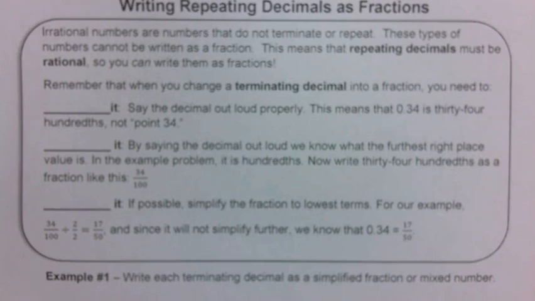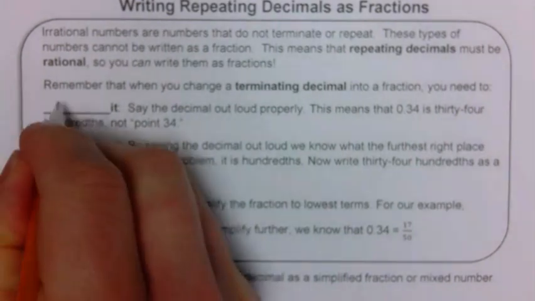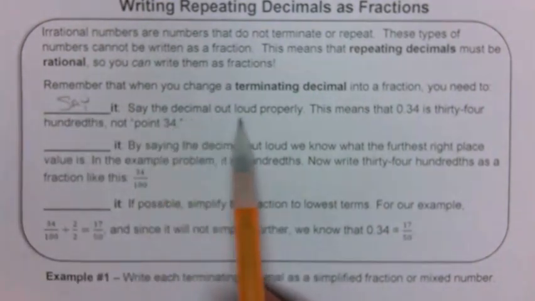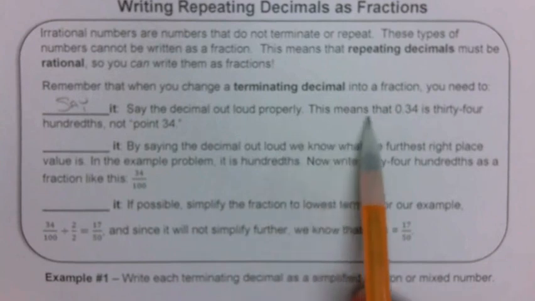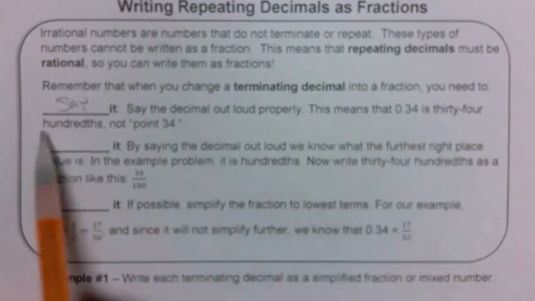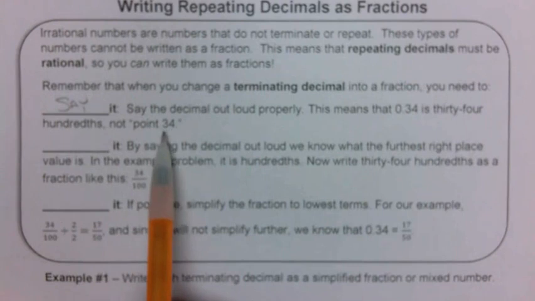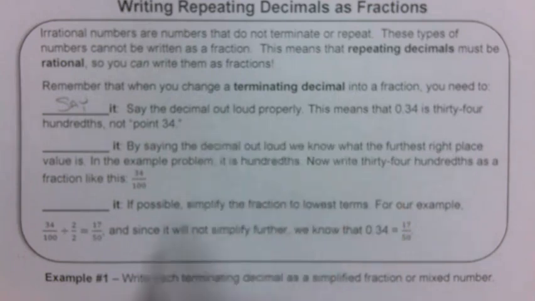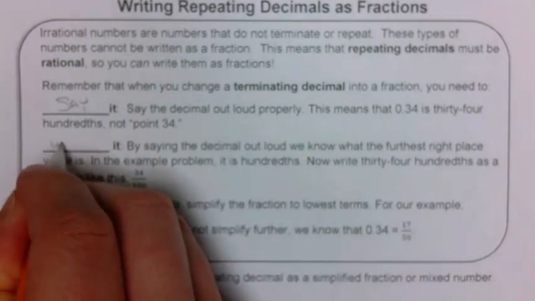Terminating decimals, and we learned how to write those as fractions. Remember that when you change a terminating decimal into a fraction, you need to first say it. Okay, say the decimal out loud properly. This means that 0.34 is 34 hundredths and not 0.34. Okay, so make sure that you know how to say your decimals properly. If you can say the decimal properly after you say it, then you can write it.